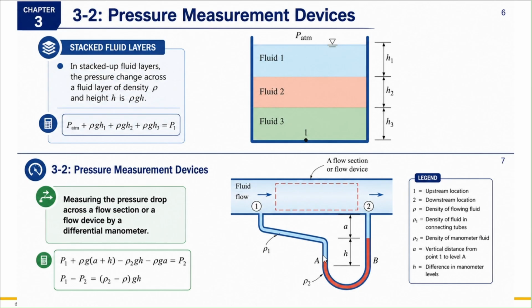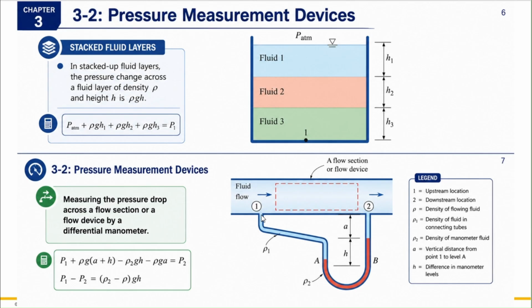The pressure balance equation becomes P1 plus rho g (a plus h) minus rho 2 g h minus rho g a equals P2. So this is how the analysis goes, and it is an easier way to look into these types of problems. You can start analyzing the pressure from one particular point. Let's say we start from point 1. The pressure at that point is P1.